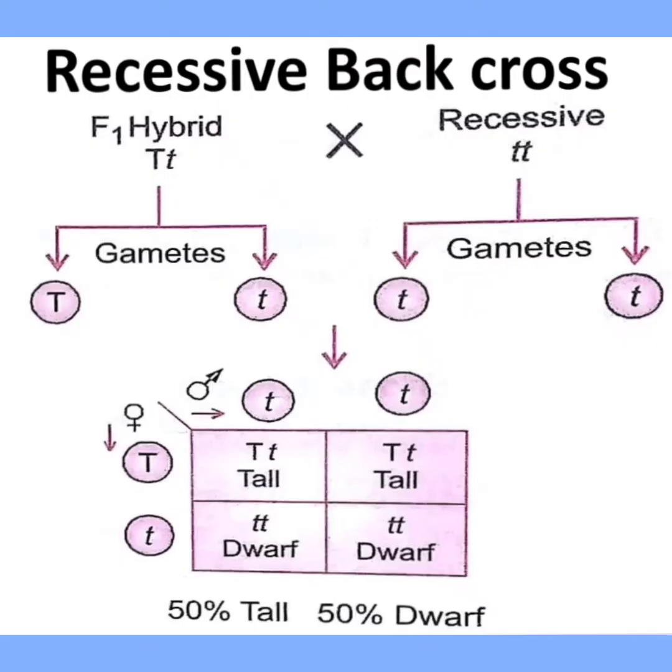Here you can see the F1 hybrid capital T small t crossed with the recessive homozygous parent plant, which is dwarf, small t small t. The gametes produced by the F1 hybrid capital T small t are capital T and small t, whereas the gametes produced by the recessive plant are small t. When they are crossed, 50% of the plants are heterozygous tall and 50% of the plants are homozygous dwarf.